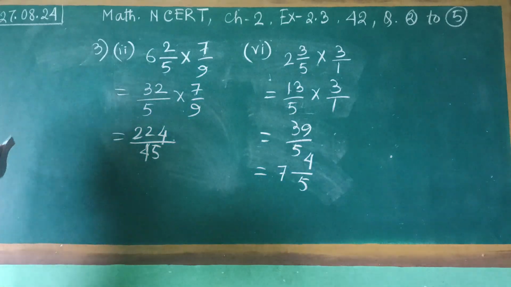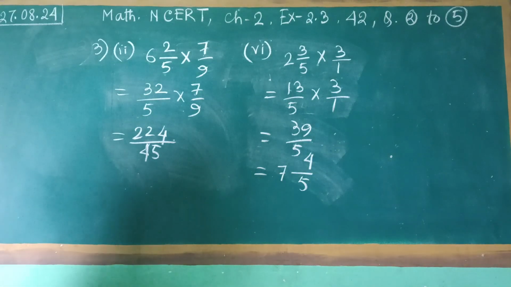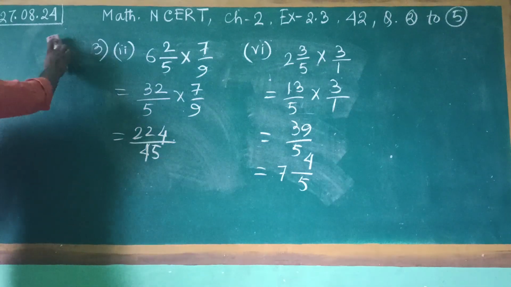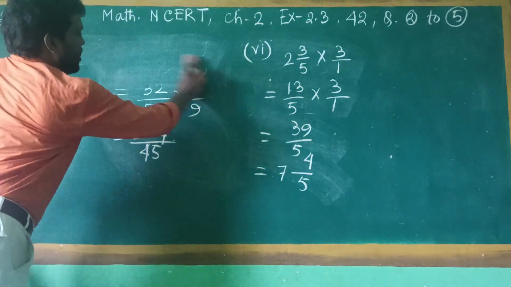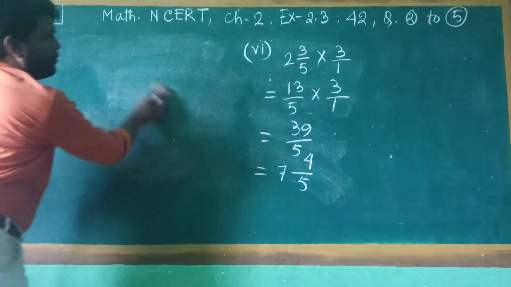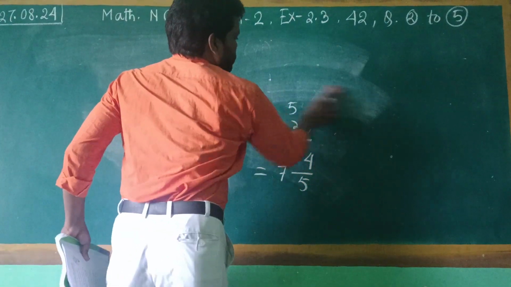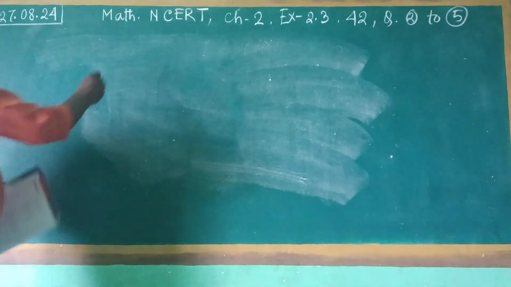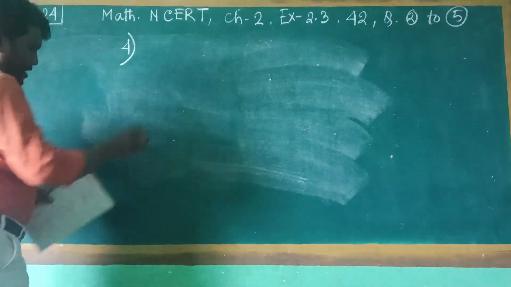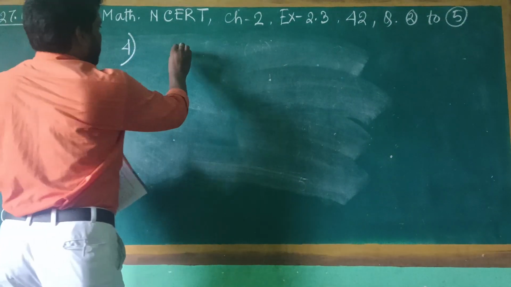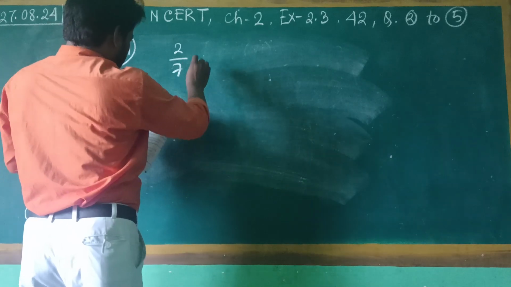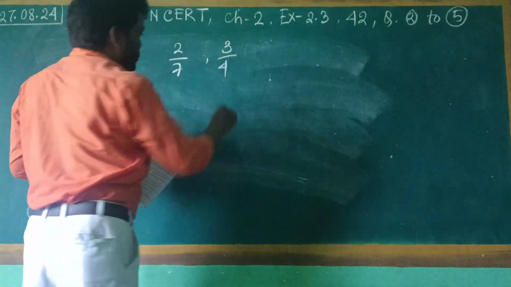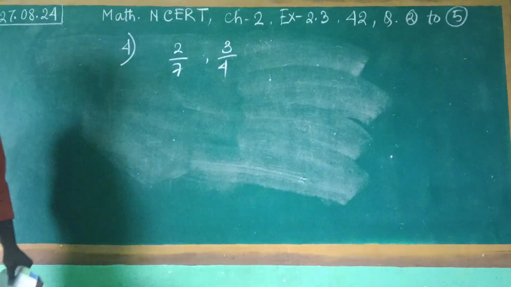I am going to question number 4. This question is totally different from question numbers 1 and 2. So look very carefully. There I have given two fractions. Suppose 2 divided by 7 and 3 divided by 4. What is the question? The question is which is greater?